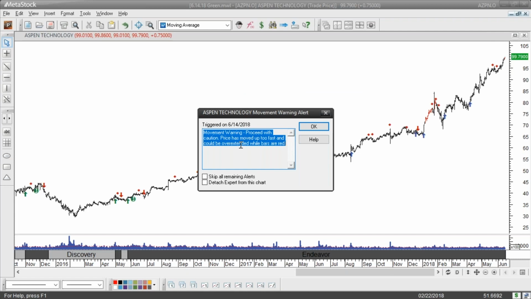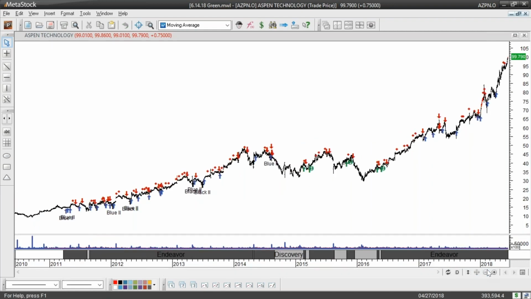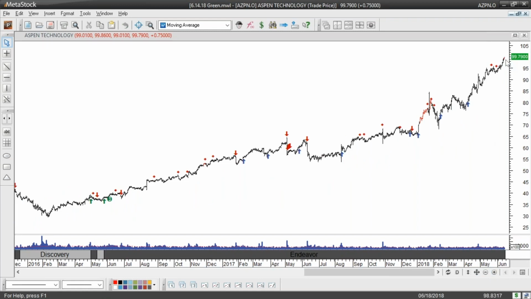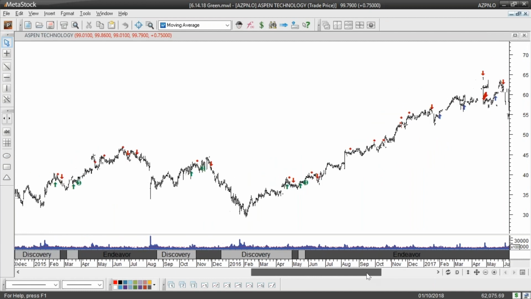See what happens when you apply Endeavor. Oh, we have a movement warning on this one too. It means that price has moved up too fast and could be overextended while the bars are red. Well, this one makes a little bit more sense since price is trading at what looks to be an all-time high. But we're not interested in jumping into this stock right here. We're interested in what happened when it came out of Discovery and into Endeavor.